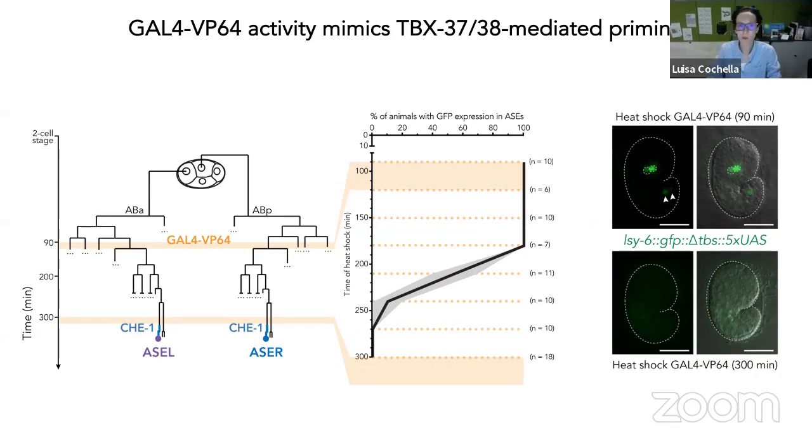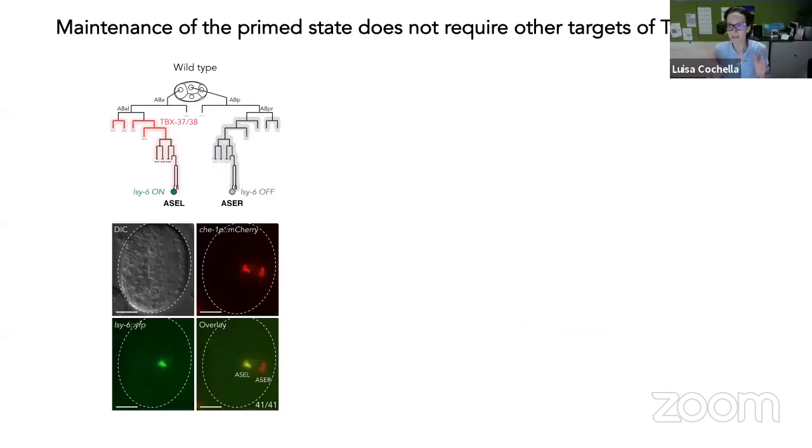So we try to explore a little bit, and we also know that the expression of TVX3738 and their function is only transient. So we have begun addressing how this competent state is maintained over time. And I'm not going to give you a full answer. I just want to disclose that right away. But I want to tell you what we know about how this state is maintained.